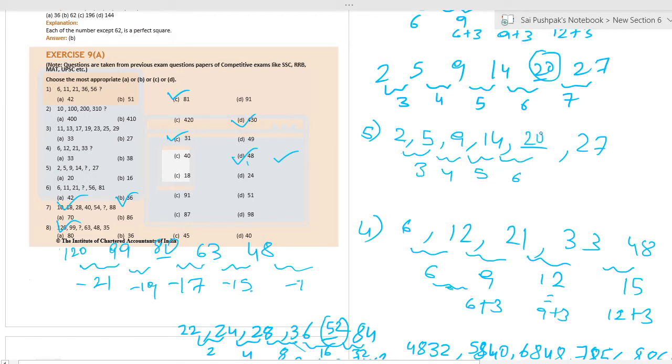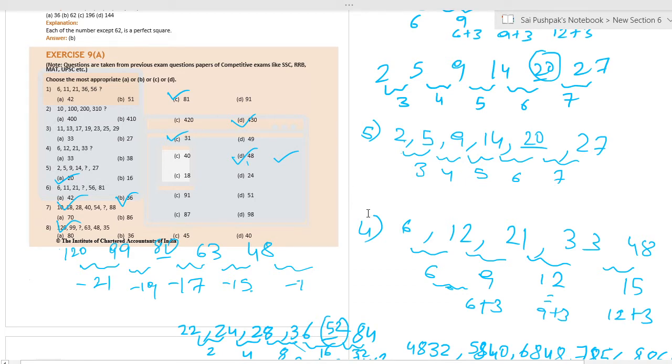6, 20. You can check here also. What is 20 plus 7? 27. 14 plus 6 is 20. 20 plus 7 is 27. Answer is 20. Sixth one we have already done. It is similar to first question.